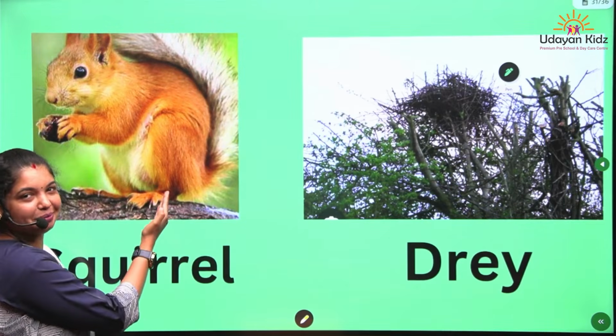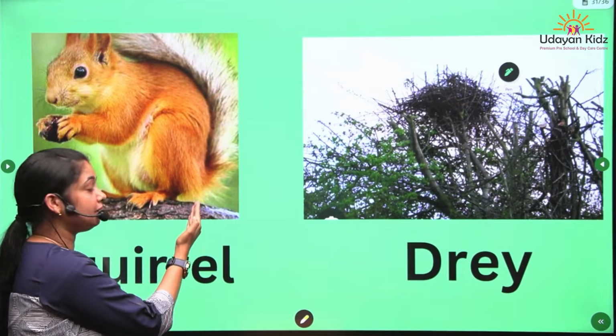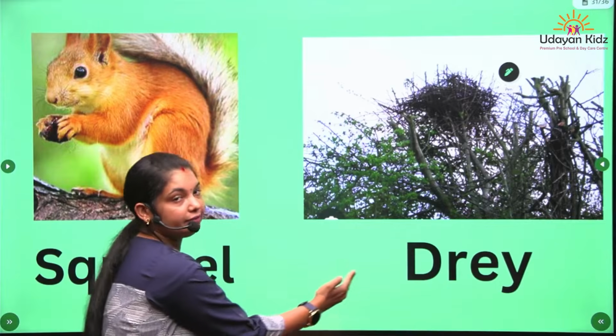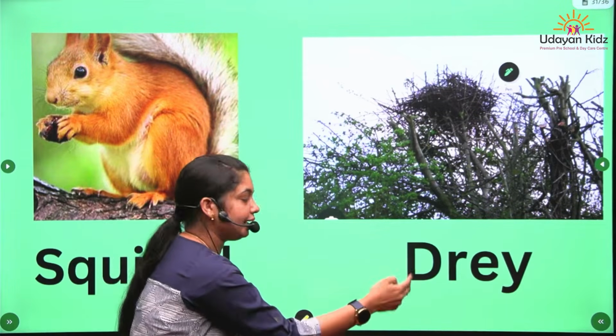And which animal is this? This is a squirrel. The squirrel lives in the tray.